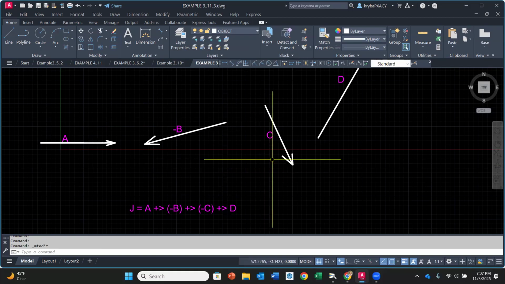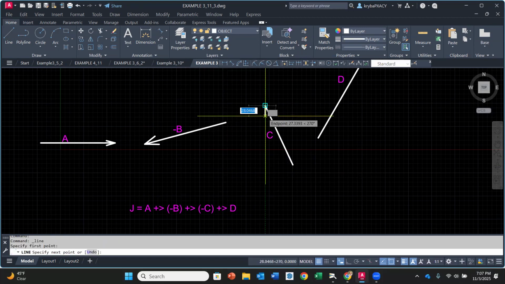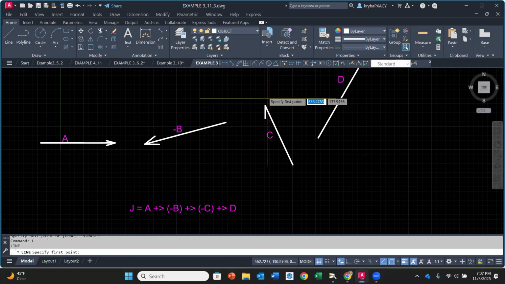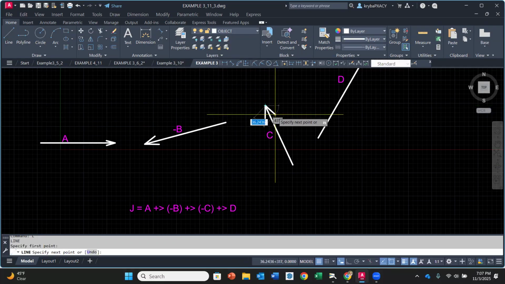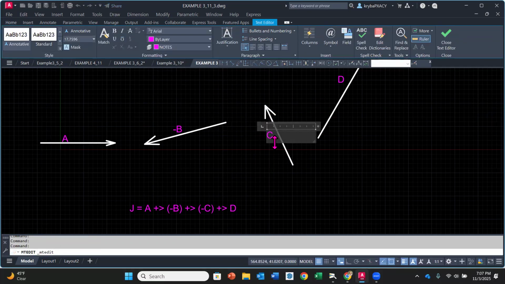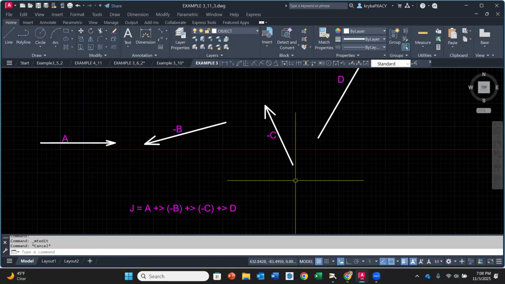C, I'm going to do the same thing. I'm going to erase the arrowheads, put it on the opposite side. So now it's going to be going up and to the left. And then I need to rename C so that it's negative in front of C. And now I just simply add them tip to tail, just like we did in the past.